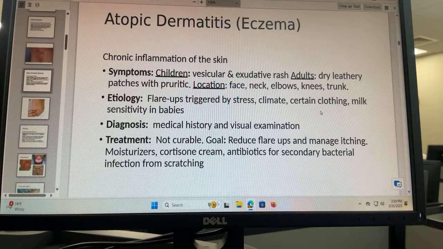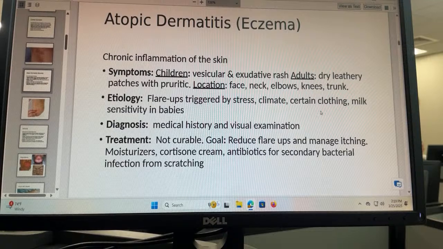Diagnosis, again, is just looking at it and getting a medical history, like, hey, have you noticed something flaring it up? Is something causing it more than others? Unfortunately, this is not curable. It's a chronic condition that people have. So the goal of treatment isn't to cure it, but to reduce flare-ups and manage the itching, because it can be very itchy. That's what pruritus is under the symptoms: dry, leathery patches with pruritus.